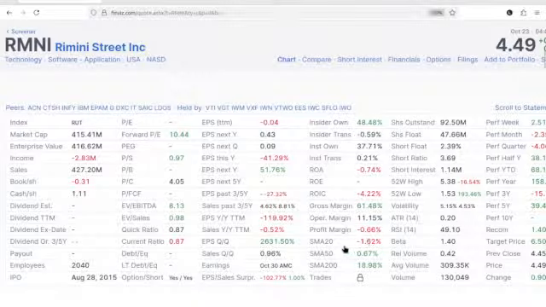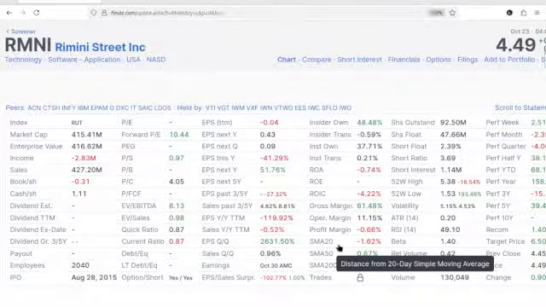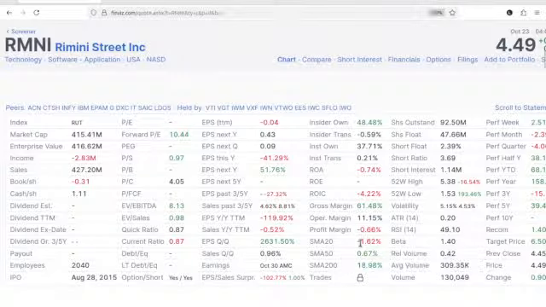Also remember, it has to be below the 20-day moving average. As you can see, it's negative here. It's negative 1.6% below the 20-day moving average. This is what you want, all right? You want it below the 20-day moving average. Very, very important.